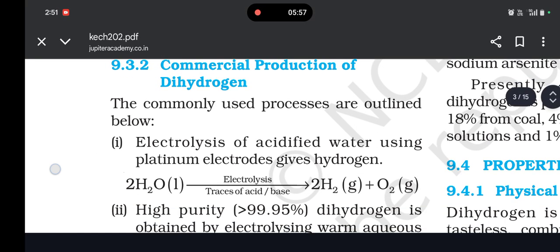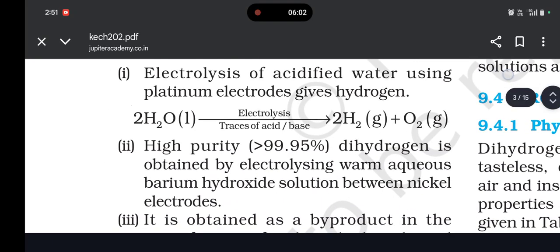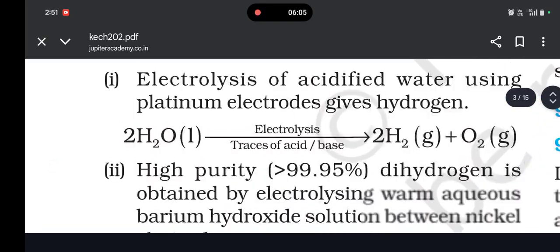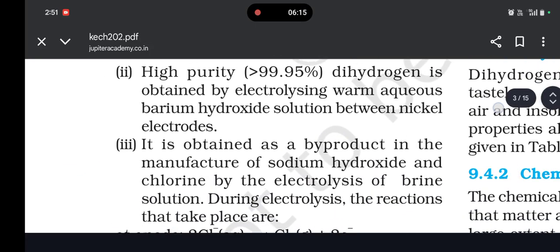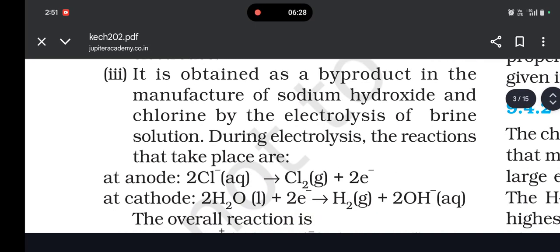Commercial production of dihydrogen. The commonly used processes are outlined below. First, electrolysis of acidified water using platinum electrodes gives hydrogen. 2H2O on electrolysis gives 2H2 + O2. High purity, more than 99.95%, dihydrogen is obtained by electrolyzing warm aqueous barium hydroxide solution between nickel electrodes. It is obtained as a byproduct in the manufacturing of sodium hydroxide and chlorine by the electrolysis of brine solution.